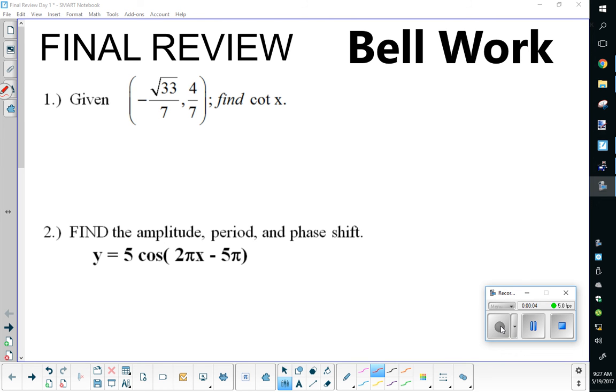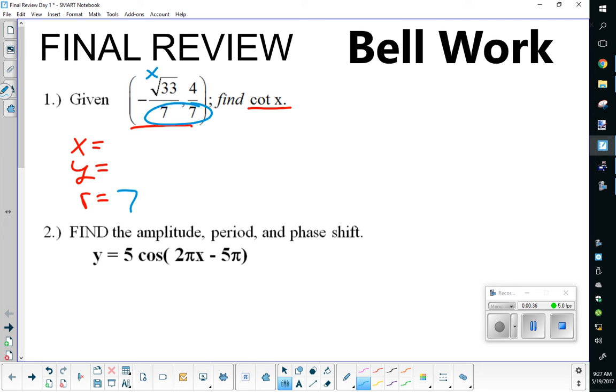So given this stuff, find cotangent. This is back to chapter 5. Remember what we did every time. Anytime they gave us information, how did we start off with problems? X, Y, and R. That's the key to this stuff. So the first thing they told us was the first ordered pair is negative radical 33 and 7. What do we know from that? 7's the R. That's my X. That's my Y. Whatever's on bottom, when it's equal, that's going to be my radius. So my radius is 7.